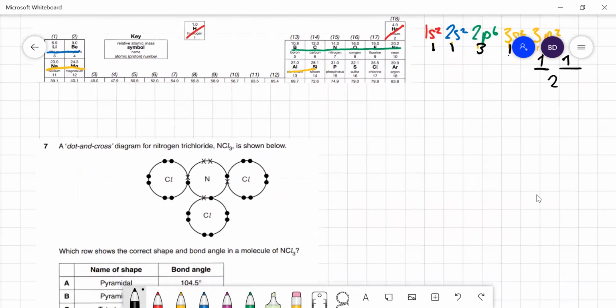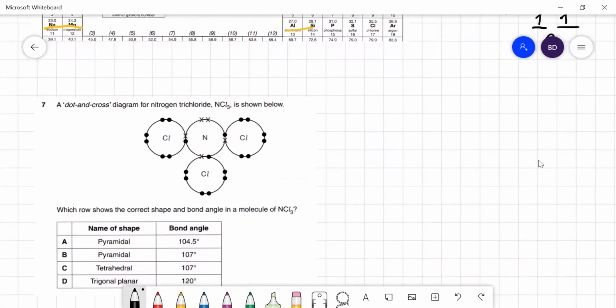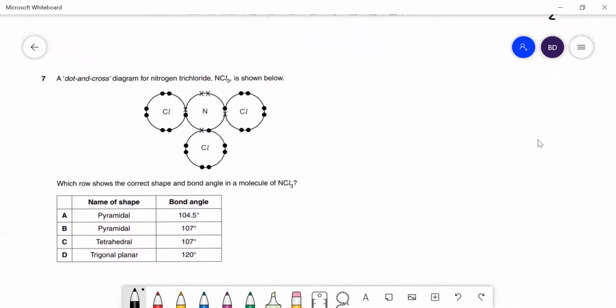Right, there's a dot cross diagram for nitrogen trichloride, which shows the correct shape and the bond angle. We have 3 bond pairs and 1 lone pair, so the orbitals are going to occupy basically a tetrahedral shape. You're going to have N forming 3 bonding pairs to the chlorines. Of course, the lone pair is more of a bulbous shape like that.